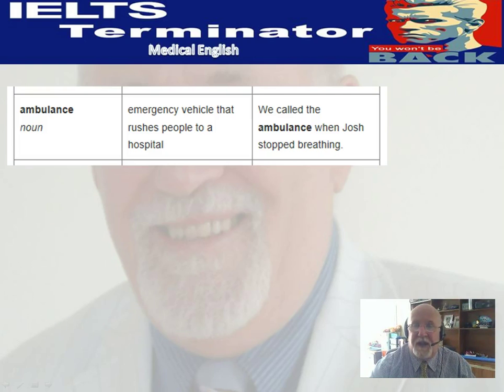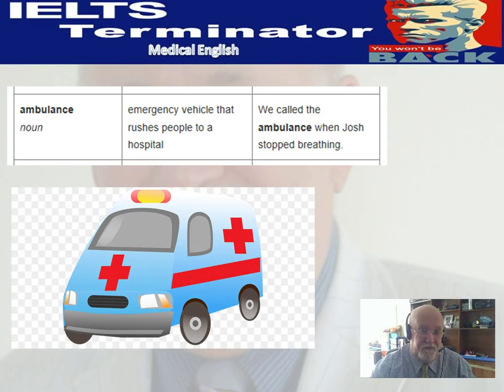Ambulance. This is a noun. Notice it's A-M-B-U-L-A-N-C-E. Although it sounds similar to talking about patients who can walk, the ambulance, it sounds the same, but it is spelt differently. An ambulance is an emergency vehicle that rushes people to a hospital for urgent treatment. For example, we called the ambulance when Josh stopped breathing. That's a good idea.